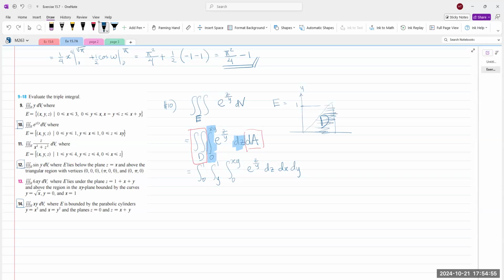Okay, let's do the integration then. Integral with respect to z of this. I wonder if you can follow me. I will just do it in one step. I think you should be able to do it also right away. This is y e to the z over y from 0 to xy dx dy.